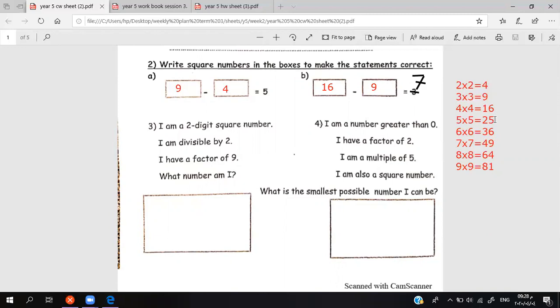No. Anything times 9 gives me a 25? No. Anything times 9 gives me a 36? Yes, I have a 9 times 4. Okay, it gives me 36. What about the 49? Anything times 9 gives me a 49? No. A 64? No. What about the 81? Yes, I have 9 times 9.